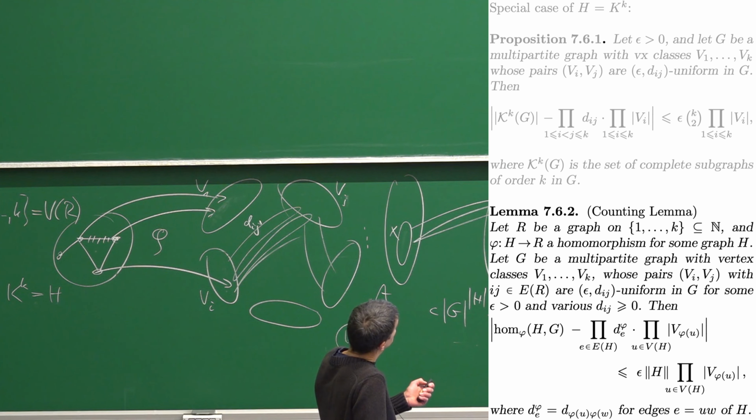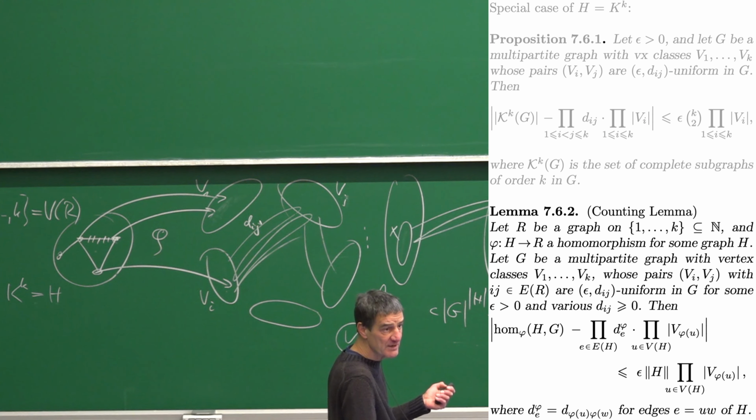Now the statement says that the number of homomorphisms, little hom phi, those that respect this little phi, from H to G, differs from a certain product, similar to the product we just had in the corollary, by only a little bit. What is the little bit? The little bit is epsilon times the reference quantity. Reference quantity now is the product of all these classes that appear as image classes under phi.